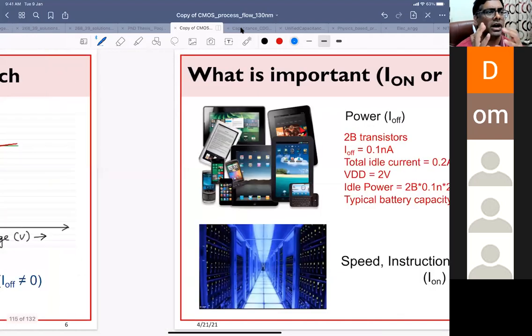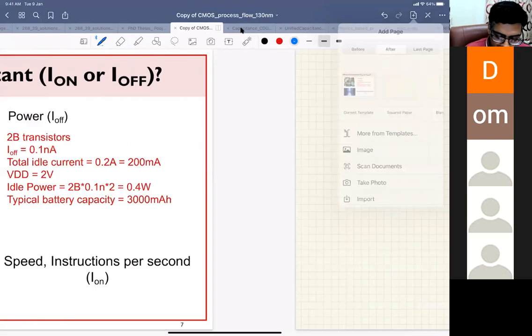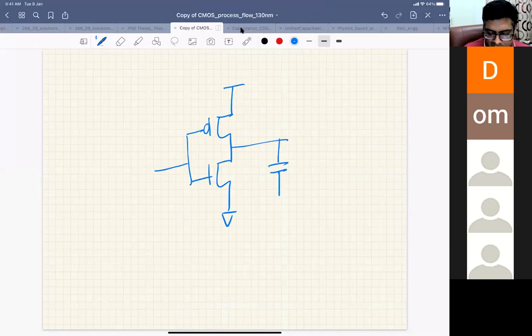So when we're talking about on current and off current, these questions always come into mind: what is important? Your on current is important because... Let's say when I talk about a simple inverter, most of you have done VLSI design, you know. So for the inverter, let's say this is VDD.